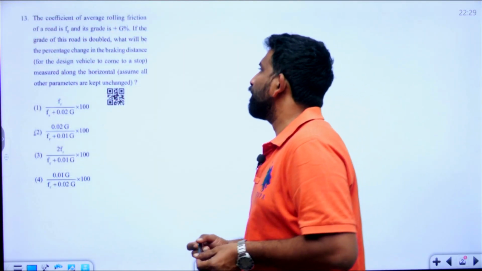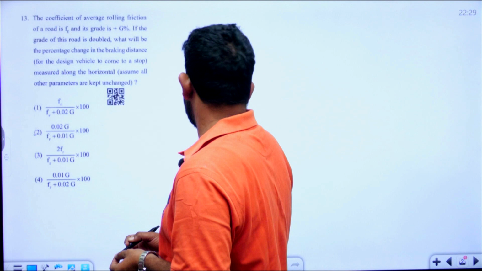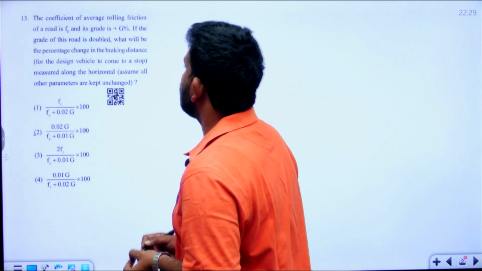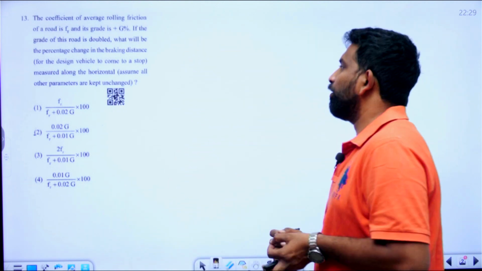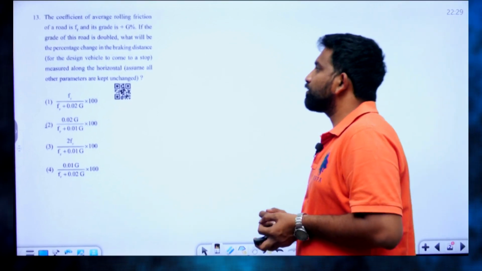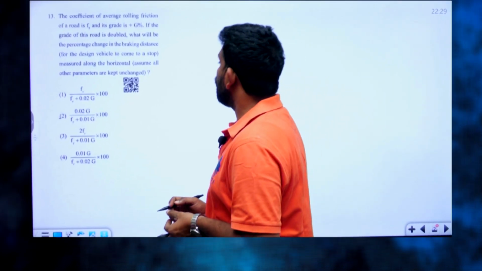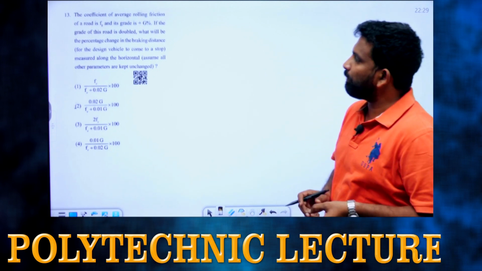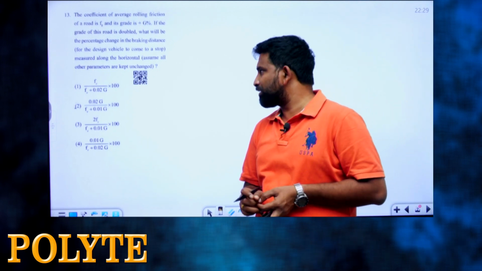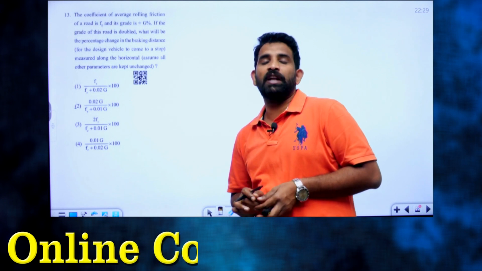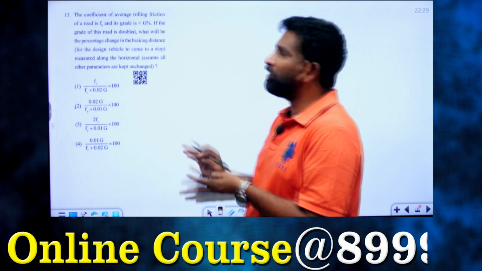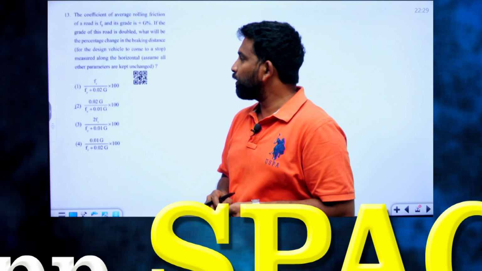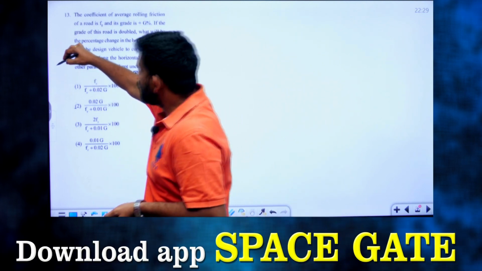The coefficient of average rolling friction of the road is R. Its grade is G%. If the grade of the road is doubled, what will be the change in the braking distance for a design vehicle to come to stop measured along the horizontal, assuming all other parameters are unchanged? Actually, this is the GATE 2019 question. The same question was copied and pasted here.